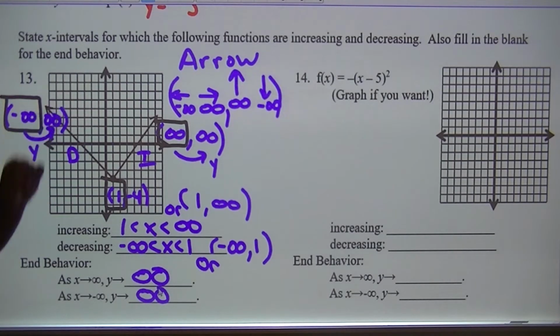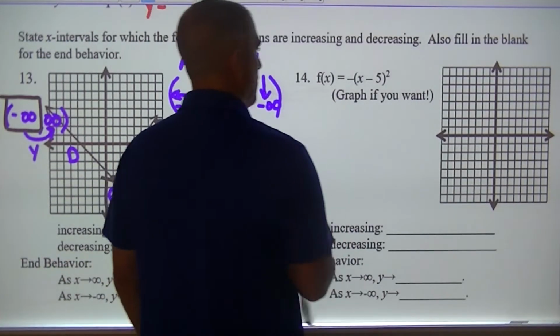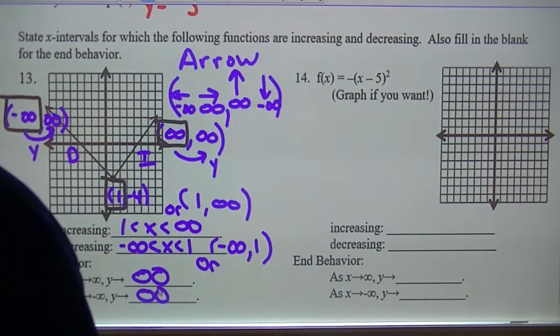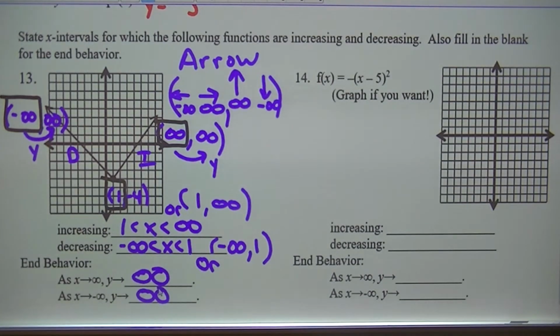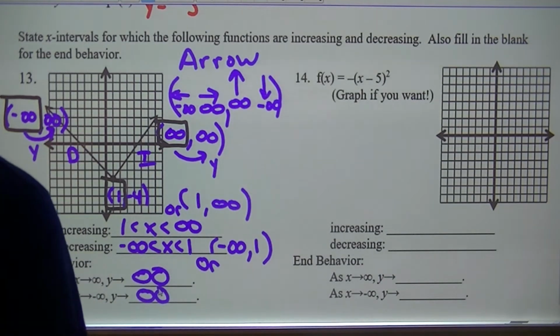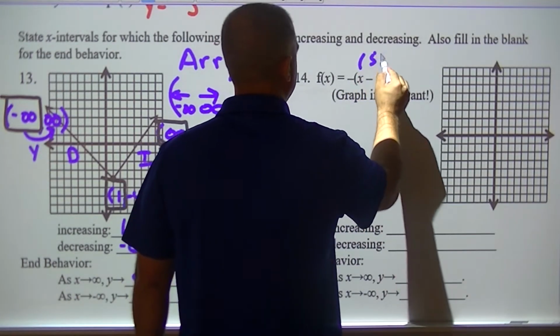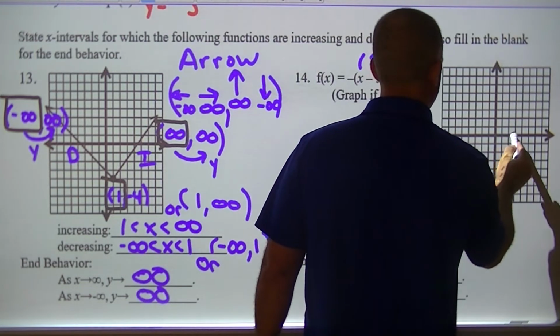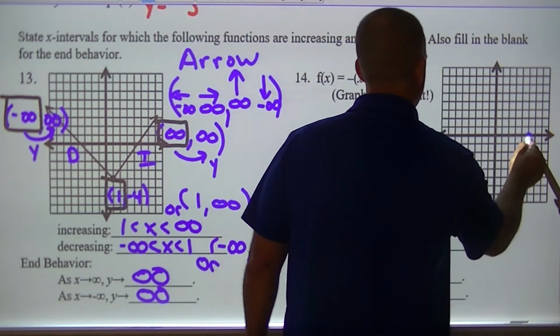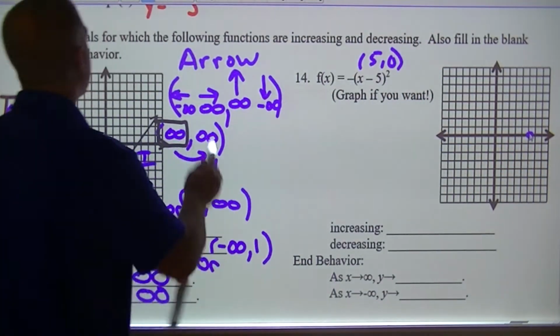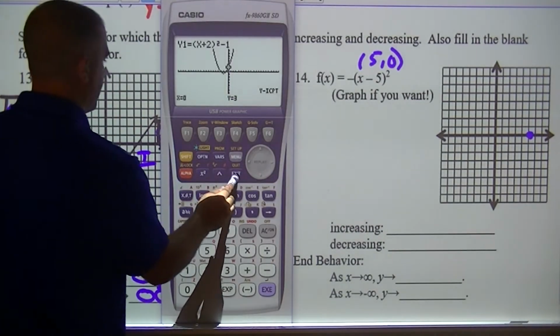Okay? So let's go ahead and graph 14. So hopefully we can see that graph. Yep, we're good. So what I want to do, my anchor point here will be 5, 0. 1, 2, 3, 4, 5. And now I'm going to go ahead and graph this.